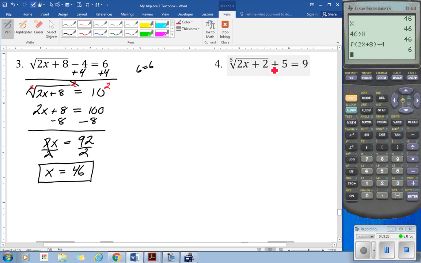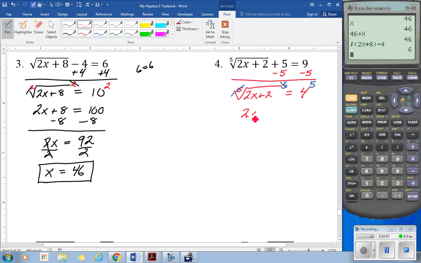We've got the fifth root of 2x plus 2, plus 5, equals 9. Again, a very similar problem. We'd want to subtract 5 from both sides first. We're going to isolate that root. We'll get the fifth root of 2x plus 2 equals 4. Then we'll address the power. Since we have the fifth root here, the appropriate power is the power of 5. So we'll raise both sides up to the fifth power. The fifth root and the fifth power cancel each other out.